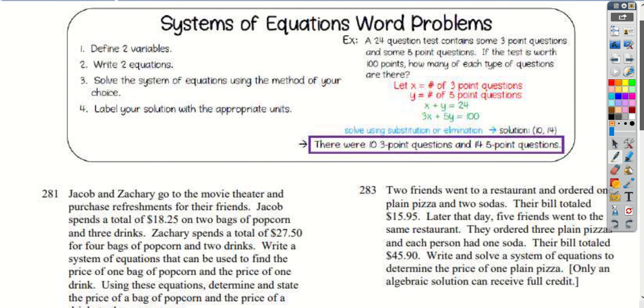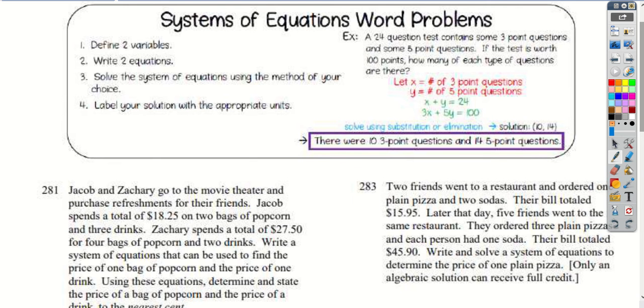So when I look at word problems, the first thing I want to do, remember, to get in the door, we need a key. So we're going to make a key. We're going to define two variables. Usually at the end of the question, it'll say what to solve for, or here it says write the system of equations that can be used.